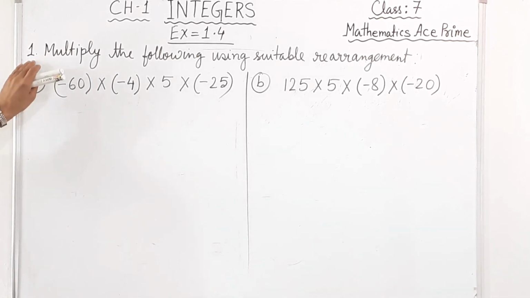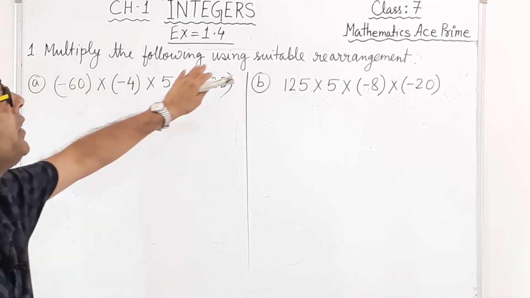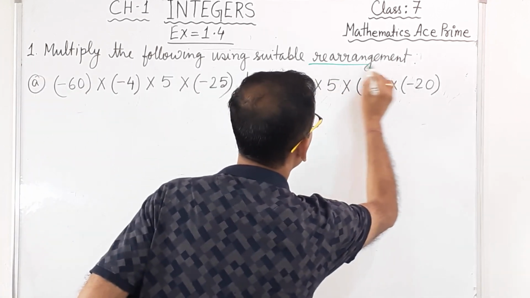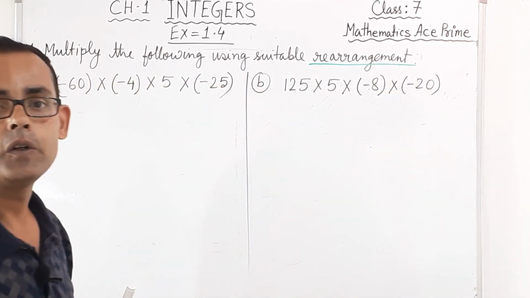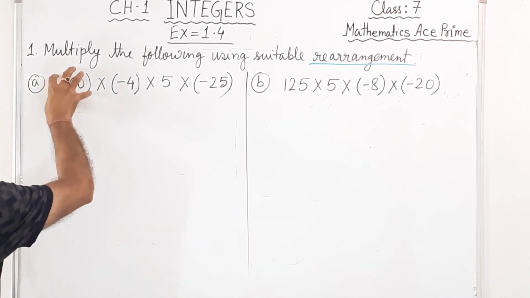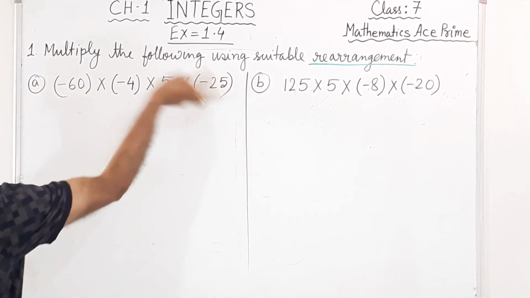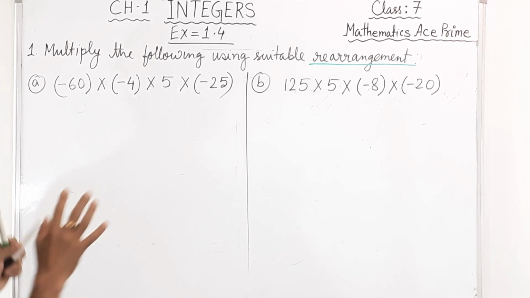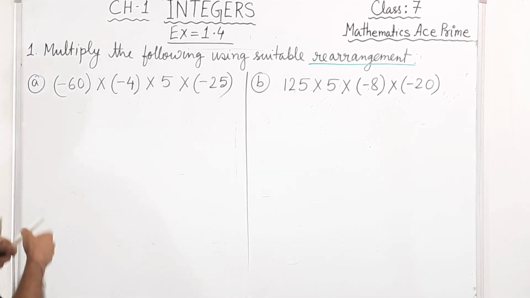So what they are asking here, number 1: multiply the following using suitable rearrangement. That means you can rearrange this one, okay. Rearrange means shift this one to this side; anything you can do, according to your own comfort, okay. Now how will we do it?